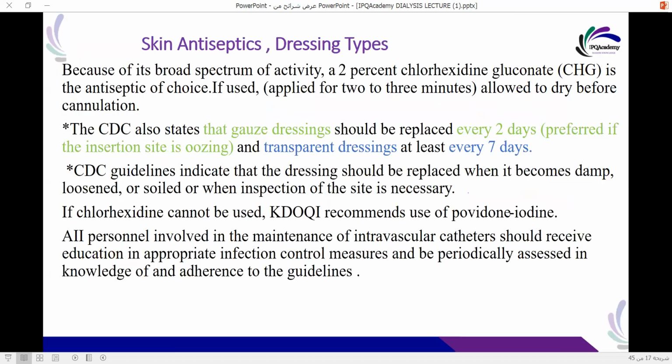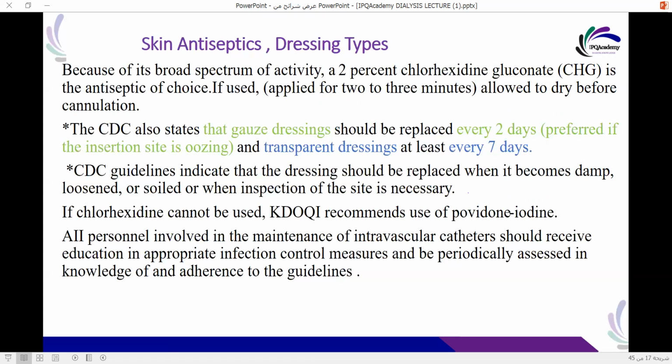Antiseptics and the dressing types: because of its broad spectrum of activity, 2% chlorhexidine gluconate is the antiseptic of choice. Why? Because, as we said, it's a broad spectrum covering many types of organisms. It is applied for 2 to 3 minutes, allowing it to dry before cannulation.